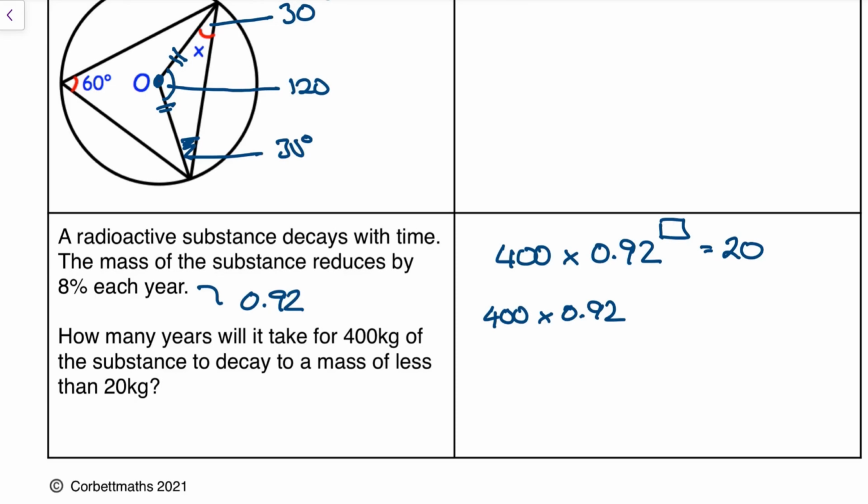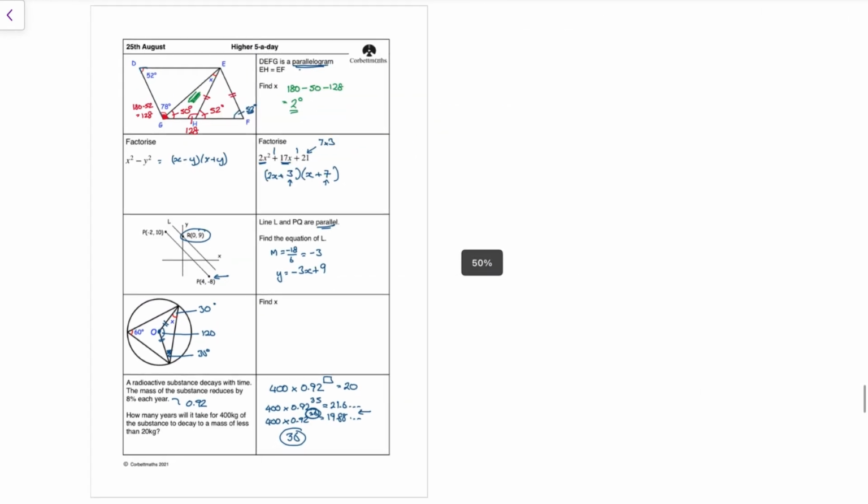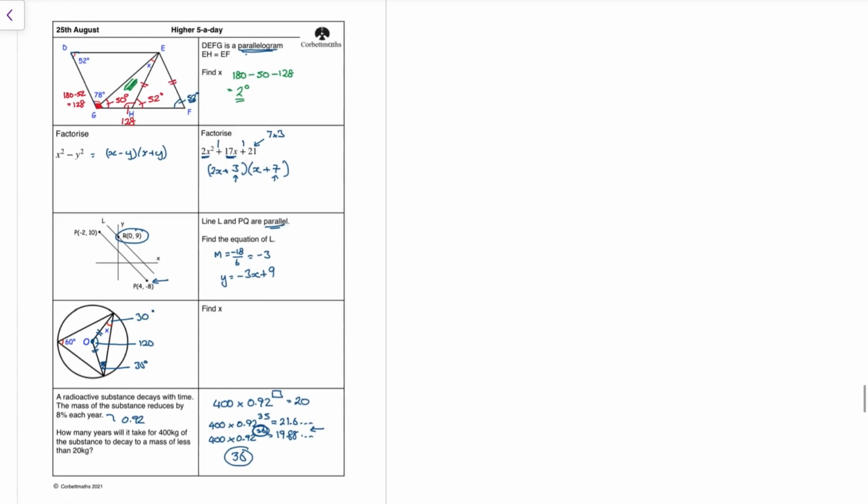So if I were to do 400 times 0.92 to the 35, and 400 times 0.92 to the 36, that would give me 21.6 something and 19.88 something. Point is, that's where it crosses the 20 kilograms. So the answer to my question is going to be 36 years, and it's that 36 there. It's a bit of a silly question because you're just putting numbers into a calculator and guessing different numbers until you get there, but nevertheless, that's the way you do it.